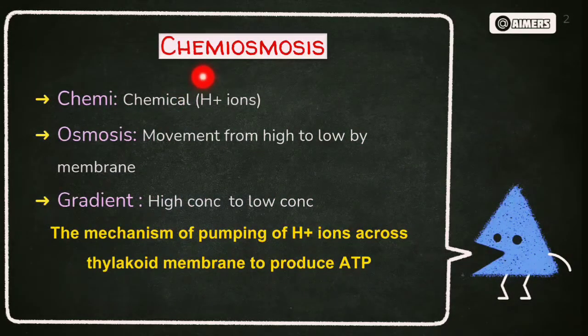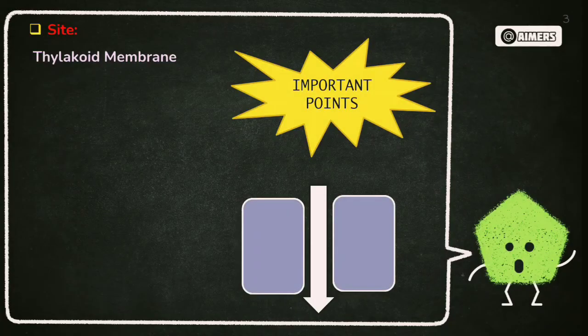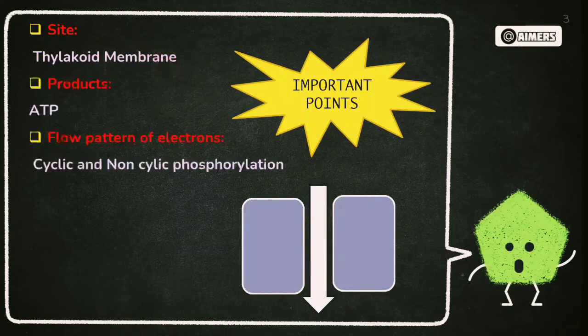Now we'll look into the details and the most important points for chemiosmosis. The first point is that it takes place in thylakoid membrane, because cyclic and non-cyclic photophosphorylation take place in thylakoid membrane. The second point is the product of chemiosmosis is always ATP. The third point is that chemiosmosis takes place in both cyclic and non-cyclic photophosphorylation, because the purpose of cyclic phosphorylation was to produce ATP and the mechanism for ATP production would be chemiosmosis.